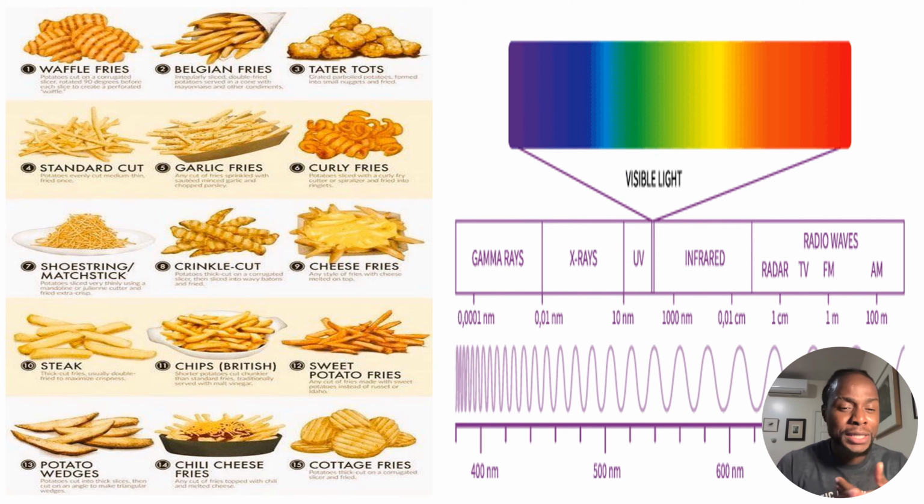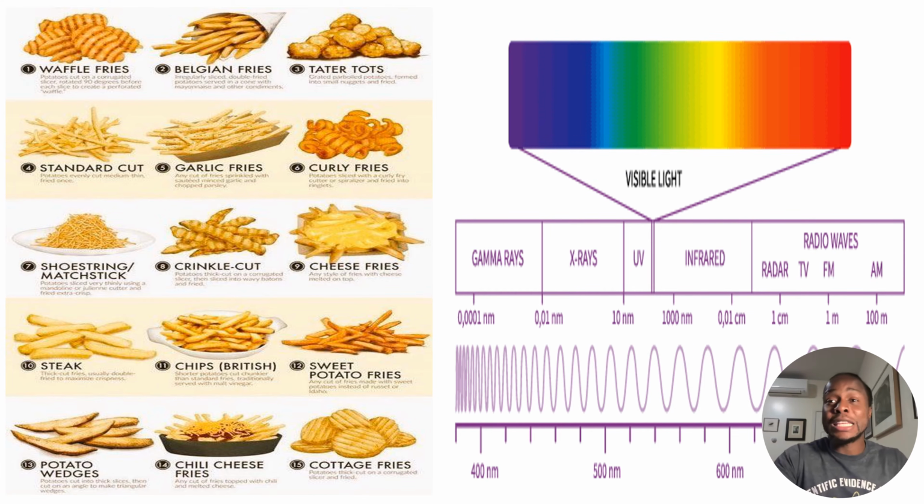We can have curly fries. We can have sweet potato. We can have chips. We can have steak potatoes. All of these are just made from potatoes, right? We just give them different names based on how they were made and how they were processed. So it's the same thing here.